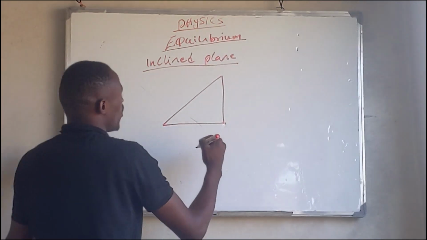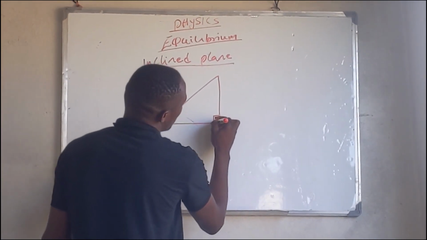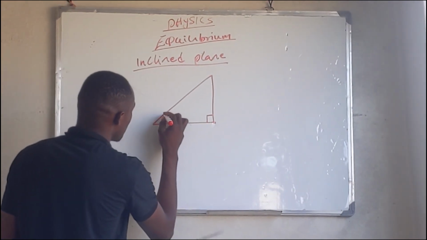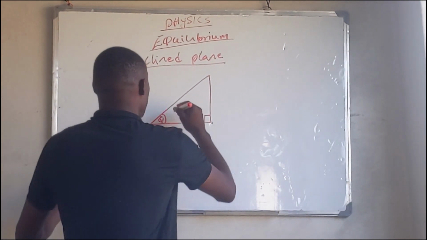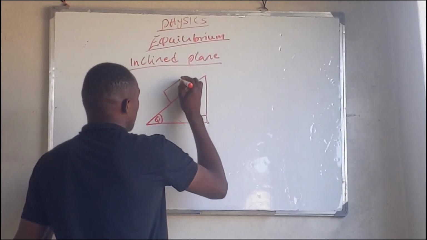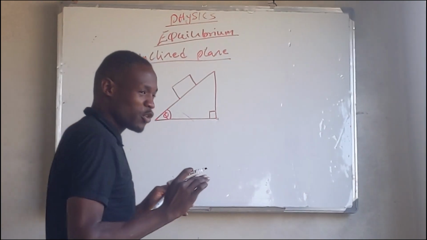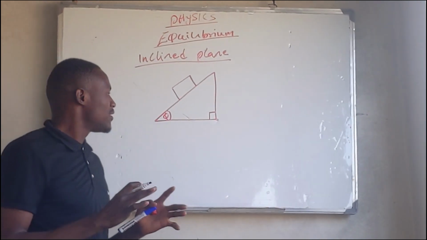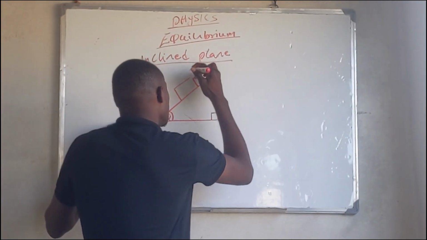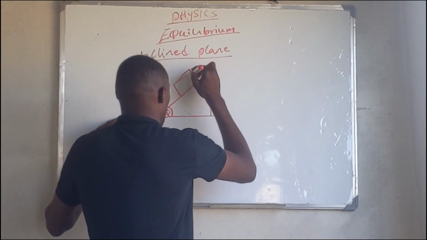Okay, so we'll consider this as our 90 degree. Then we have the angle here, which is theta. Then we have an object which is put like this. Okay, so I want you to pay particular attention here. Now, what are we supposed to know?